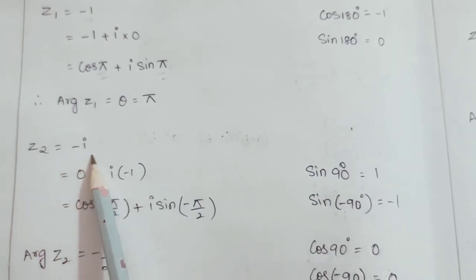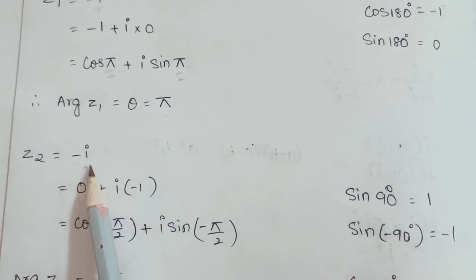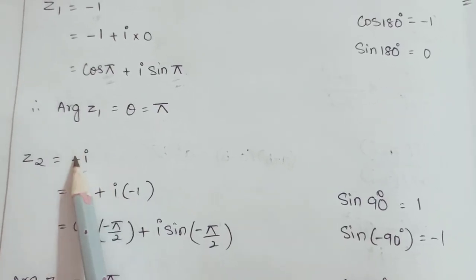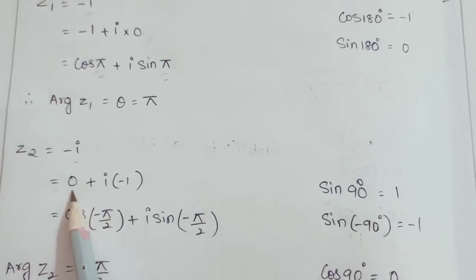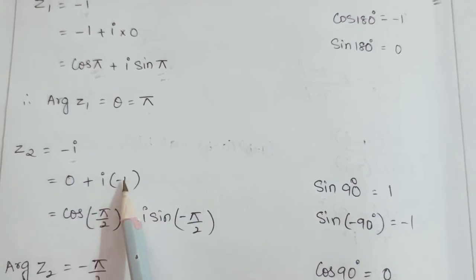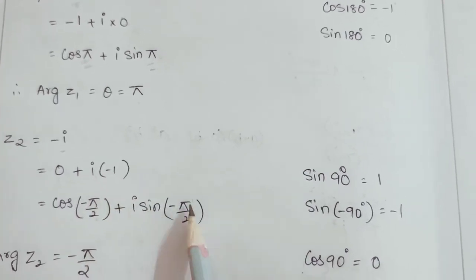z2 is equal to minus i. Here the imaginary value is given and the real part is 0. So 0 plus i into minus 1. So cos will be 0 when it is minus pi by 2, and sin will be 1 at sin 90 degrees.